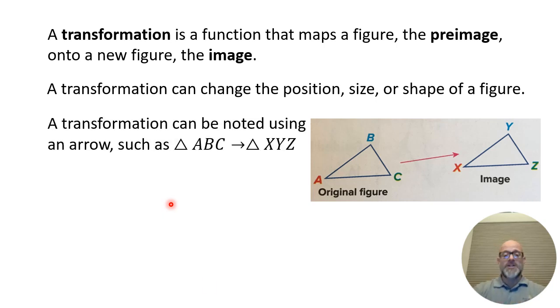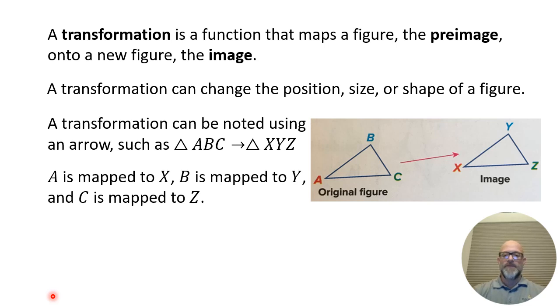A transformation can be noted using an arrow, such as triangle ABC maps to triangle XYZ, and so this arrow means maps to, and that's important. Do you see here, if we move this triangle over here, all the points move. So A moves to X, B moves to Y, and C moves to Z. You got to keep the points in order.